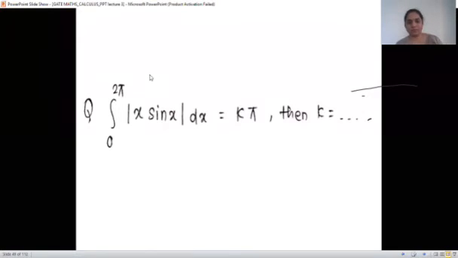Okay, next question. Solve this. Integration 0 to 2 pi of mod x sin x dx is equal to k pi is given to you. Then find the value of k. Take some time and find the value of k.